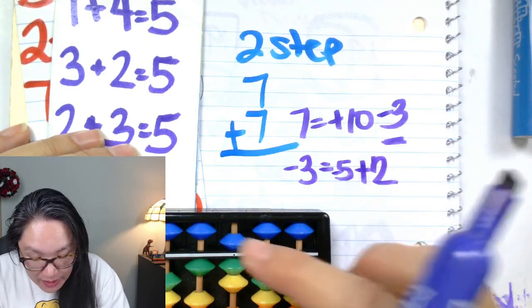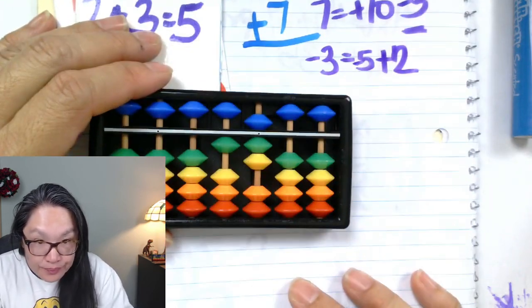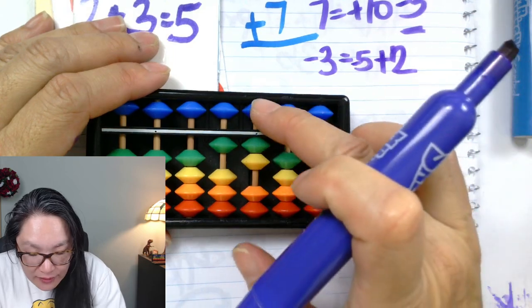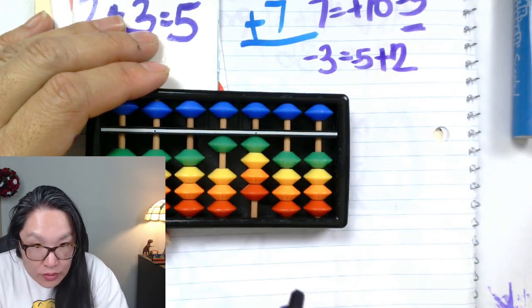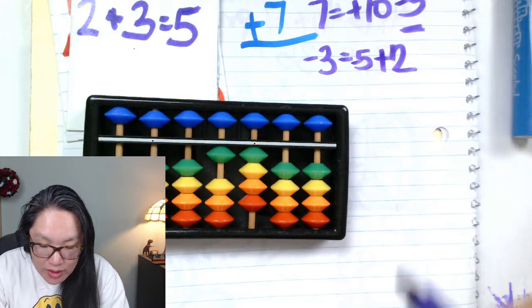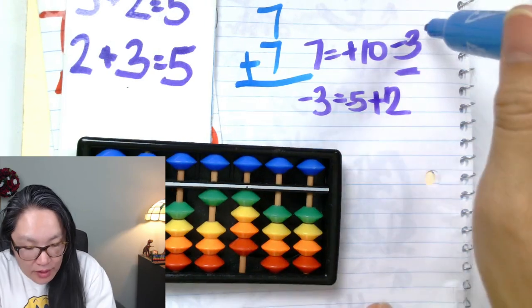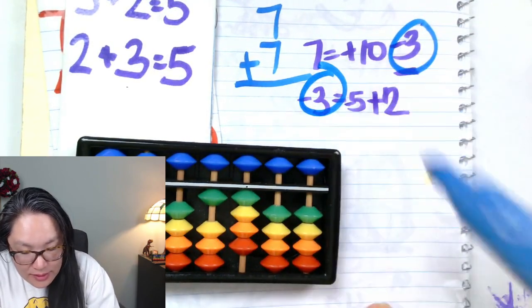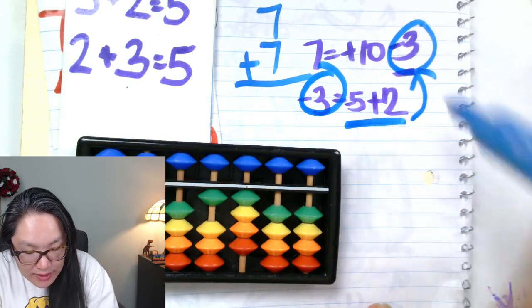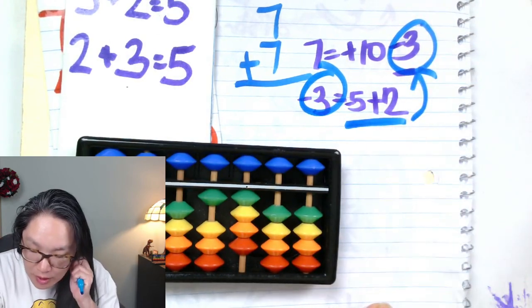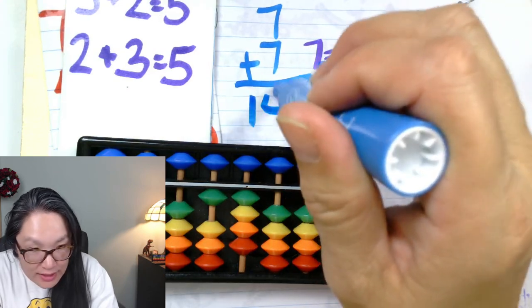Why are we doing that? Because we can utilize this 5. We can minus the 5 and we can add the 2. This is now what we call a two-step equation because this and this gets substituted into here. This is why it's called a two-step. So my final answer is 14.